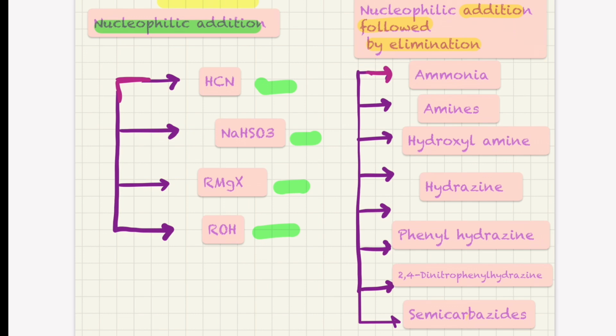In nucleophilic addition reaction followed by elimination, we will add ammonia, amines, which are a special case of ammonia, hydroxylamine, again nitrogen is common, hydrazine, NH2, again nitrogen is common, phenylhydrazine, the hydrazine in which one H is replaced by C6H5, and 2,4-dinitrophenylhydrazine and semicarbazide. All these compounds are known as ammonia-based compounds.